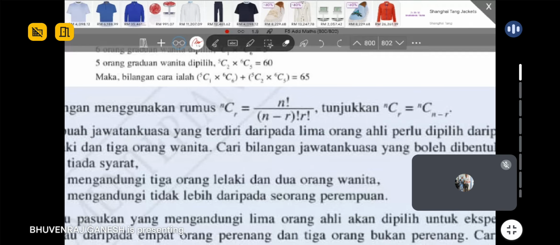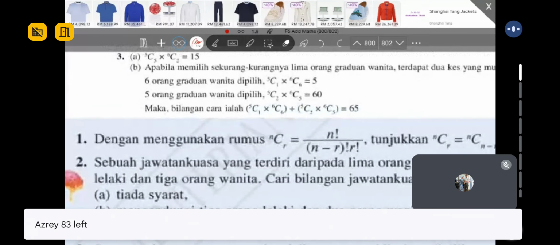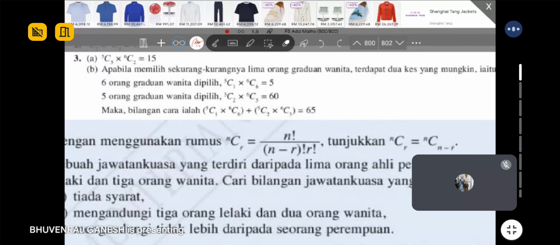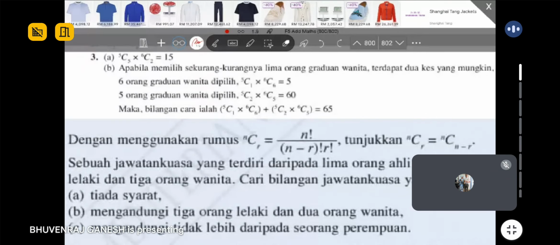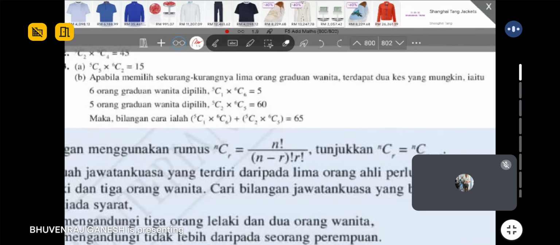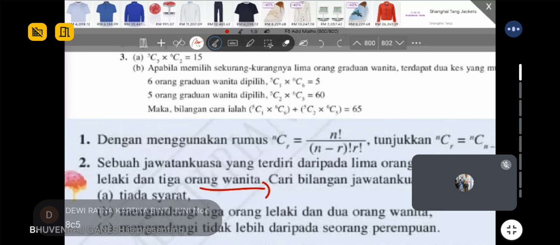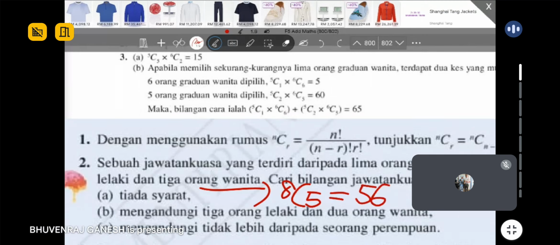Okay, so yeah. Alright, so they ask you first part, no restriction. So how should I do this, guys? They want to choose a committee. Okay, so you got total of 8, 5 male, 3 female. You want to choose 5 people. So the answer for part A is very simple. Yes, 8 C5 only. So you should get 56 as your answer.